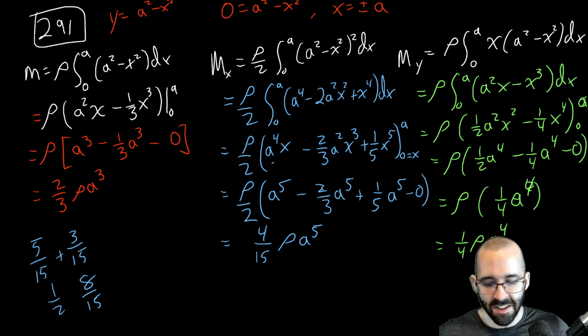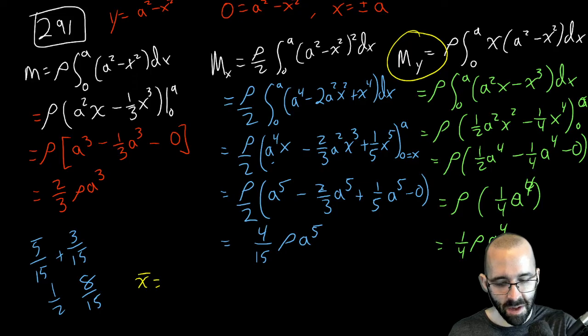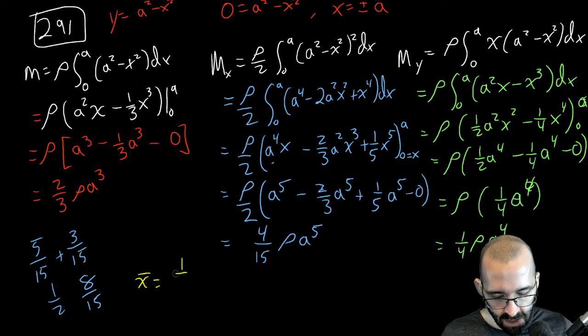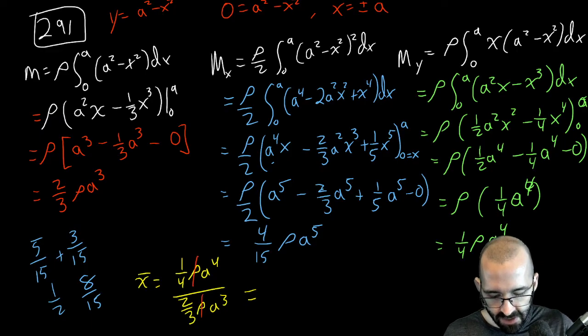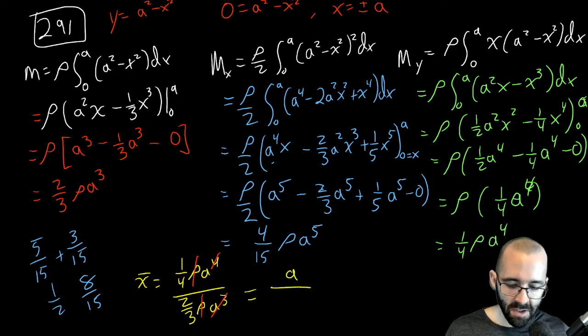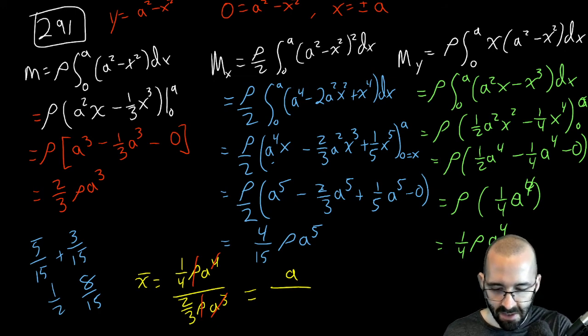So what does that tell us about the center of mass? Well, x bar is the first moment with respect to the y-axis, 1/4 rho a to the fourth, divided by the mass, 2/3 rho a cubed. So the rhos cancel, and we have 1 a left over on the top. What about the numbers? 1/4 divided by 2/3 is 1/4 times 3/2, 3/8. Maybe.